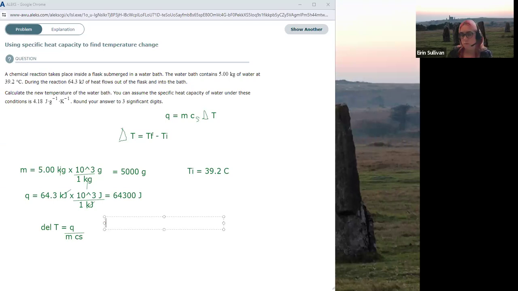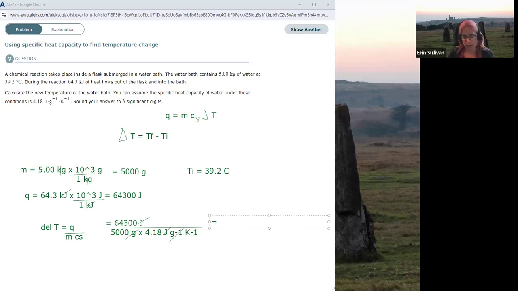Okay, so Q is 64,300 joules. My mass was 5,000 grams, and my specific heat capacity is 4.18 joules per gram per Kelvin. So what is going on with my units here? Let's just make sure everything is doing what we think it's going to do. Joules cancels out, grams cancels out. 1 over Kelvin is going to give me my delta T in terms of Kelvin.